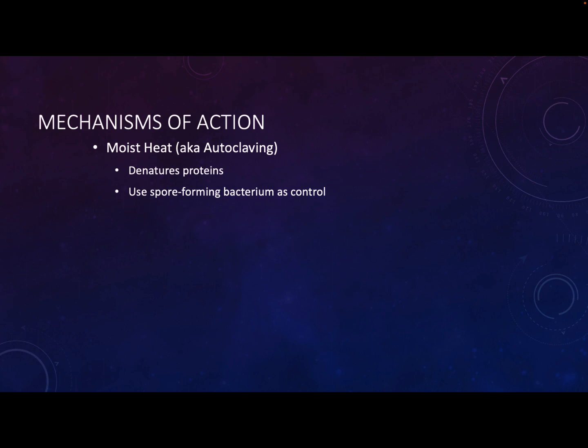And to make sure that our autoclaves are working, any facility that has an autoclave should be using a control spore-forming bacteria. So they'll test the autoclave periodically by putting spores in it and seeing if after the cycle the spores will germinate. And they should not. If they do, you need to fix your autoclave. So denaturing proteins is a very good way to kill things.